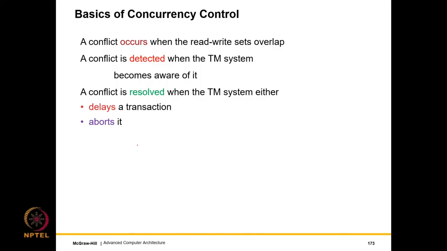Now let's look at the basics of concurrency control. Concurrency control basically refers to the subsystem that manages these transactions, and detects and takes care of conflicts if there is a need. A conflict occurs when the read-write sets overlap. This we have seen. A conflict needs to be detected by the TM system. And a conflict is resolved when the TM system can do two things. We have seen the second option, which is aborting a transaction.